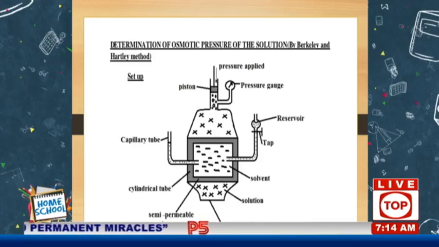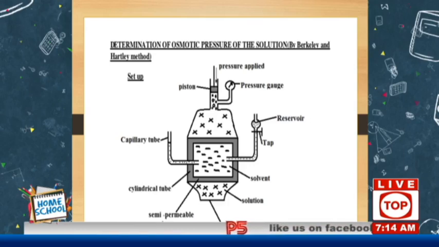When you look at that diagram, you can see that up is where pressure is applied from. You have the pressure gauge, you have the piston. The piston is for opening and closing, and it helps to regulate the amount of pressure entering. Capillary tube, you have the reservoir, you have the tap, the solvent. You see where it is.